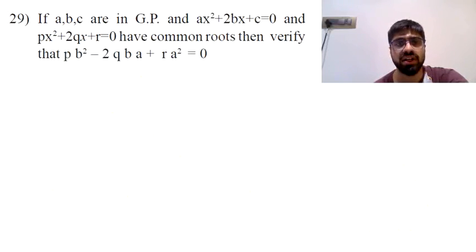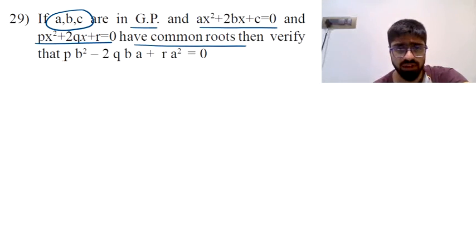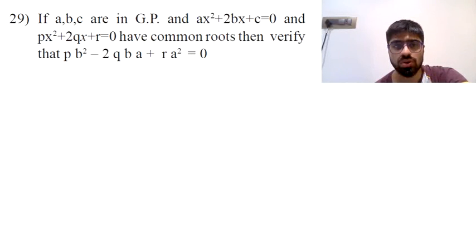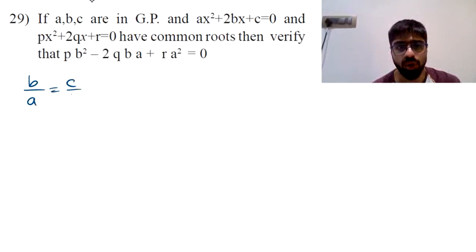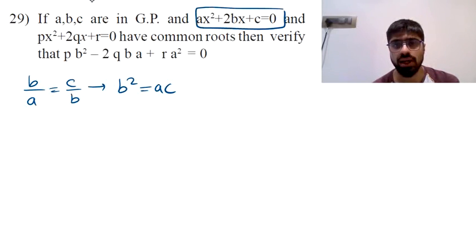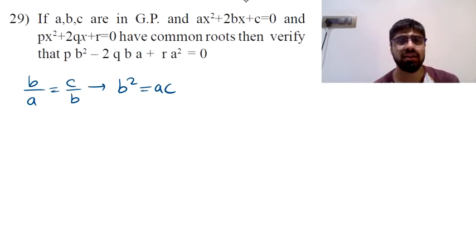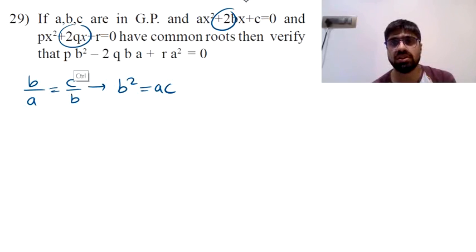Let's continue with sum number 29. It says that if a, b, c are in GP and the two given equations have common roots, then verify that this will be equal to 0. So first of all, if a, b, c are in a GP, it's very clear that b upon a will be equal to c upon b, or one can say that b square will be equal to ac. Now we look at this equation and this equation. If they have both common roots, then the two equations are identical. And identical equations means it's not necessary that a and p will be equal. It's just that the ratios of the coefficients are the ones that are going to be equal.